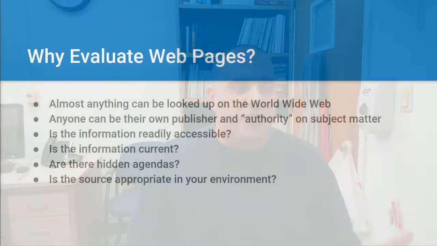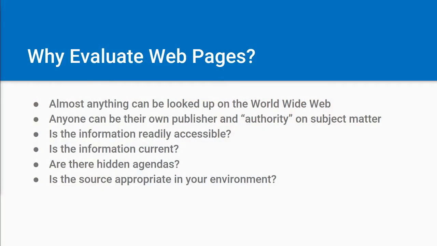But how can you tell who's an expert and who isn't, right? Because anyone can publish, and that's a skill that you will need to develop. So with that said, you have to ask yourself if the information you're looking at or something you want to look at is readily accessible and if it's current.